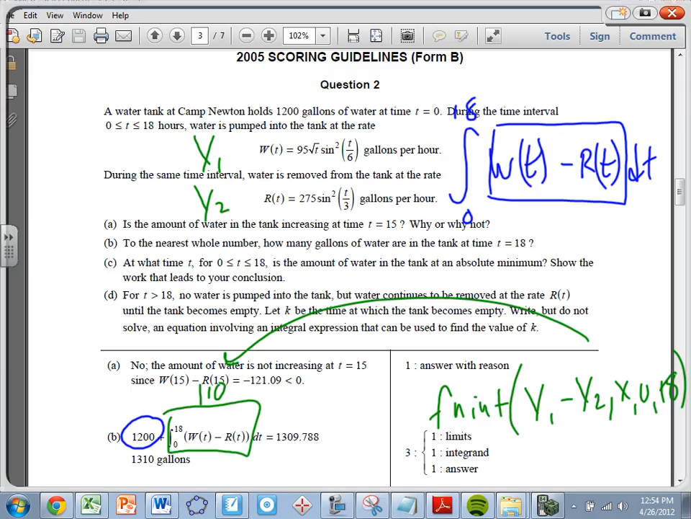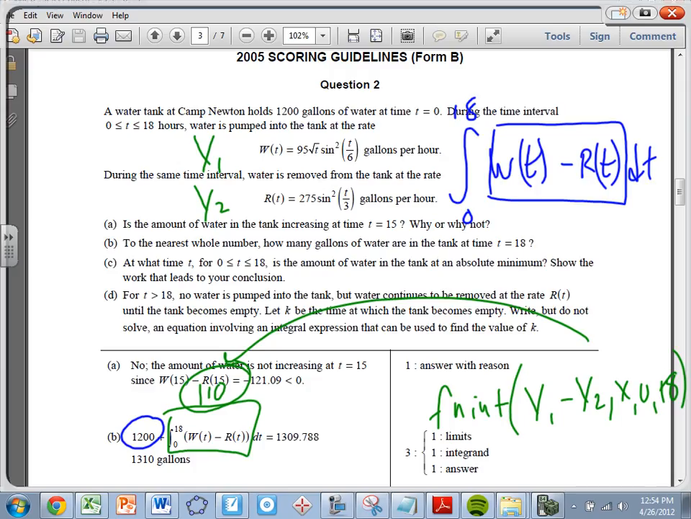Again, y1 is the rate at which water is coming in. y2 is the rate at which water is going out. The difference between them is the overall rate. When I integrate the rate, the difference, from 0 to 18, I get the overall change in water. There's 110 gallons that have overall come into my tank. At some point it could have gone down, it could have come back up, but the overall change is 110. Since I started with 1200, I have 1310.